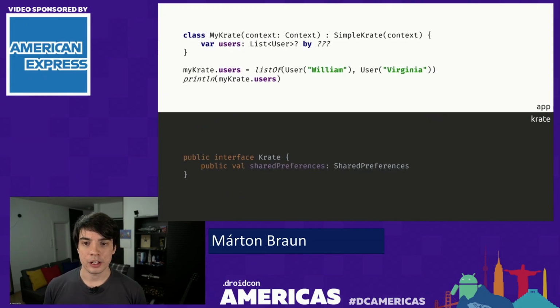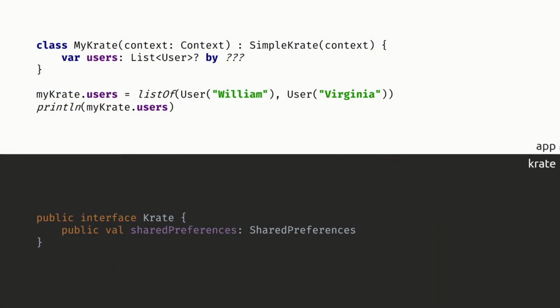For example, what if you want to store a list of users in a Krate, such as this? First of all, this is not the best idea. Please remember that Krate is just a wrapper around shared preferences, and it's not generally the best idea to store complex custom objects in there. The common way to do this is by serializing things into strings, so storing them as JSON, for example. But there are a lot of cases where you really should be using databases instead.